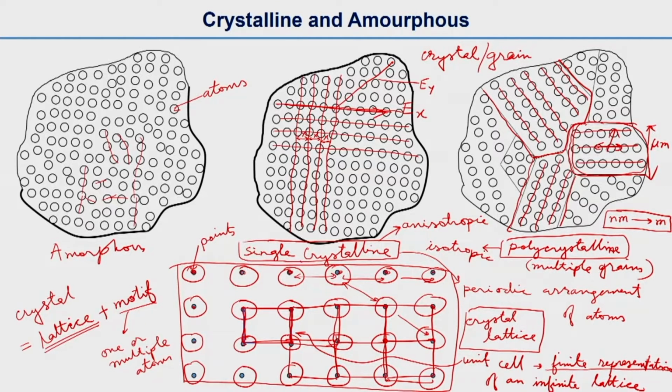But if you take the average of all the grains, because there will be thousands of grains in a material, and most grains are at the micrometer level, then you can average out the properties. So that means that's why you can get a material which can be considered as isotropic.